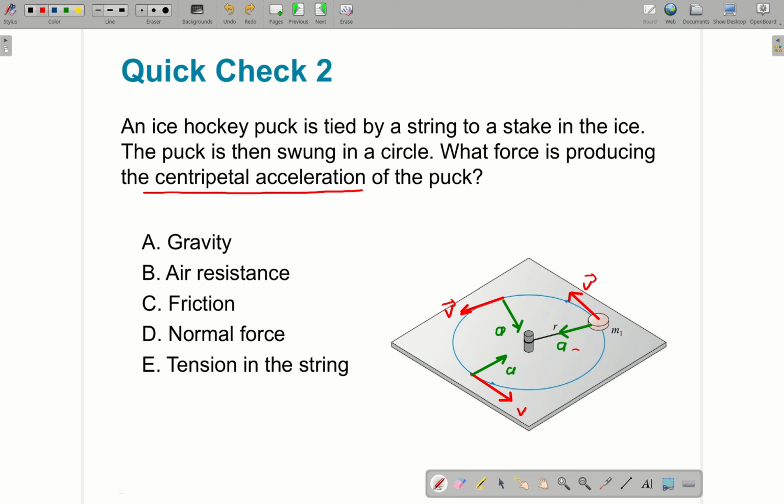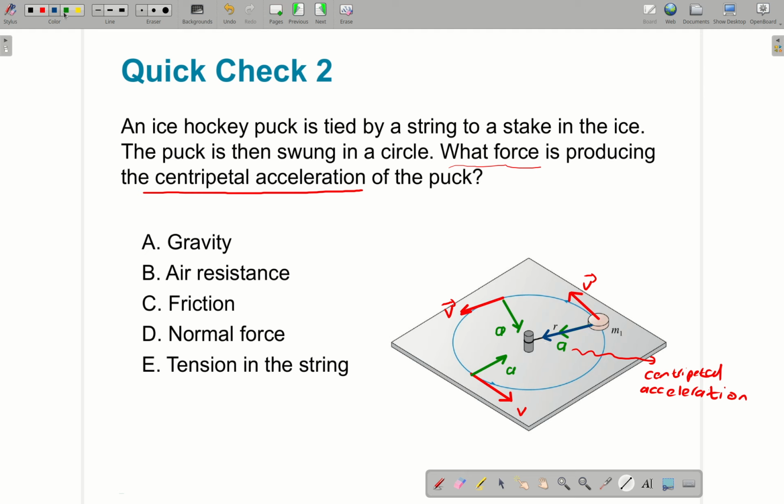This acceleration is called centripetal because it's towards the center always. So because it seeks the center, it's called centripetal acceleration, or center-seeking acceleration. It says what force is producing that acceleration, and the clue here is that since there's an acceleration, there should be a net force in that direction, and something always has to provide that net force. In this case, that net force would be provided by the tension, right?